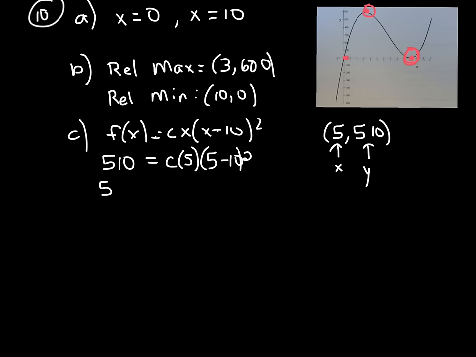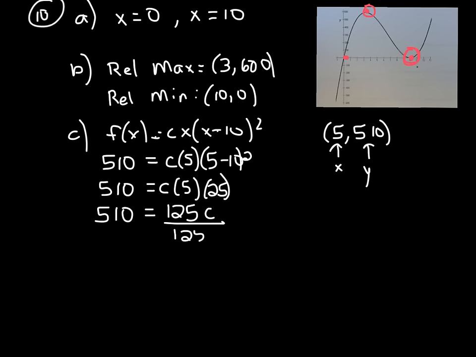Okay, so this leaves us with 510 equals c times 5 times, well, 5 minus 10 is negative 5, and negative 5 squared is 25. Okay, and then since 5 times 25 is 125, we have 510 equals 125 times c. And to get the c by itself, just divide both sides by 125, and that leaves us with c being equal to 4.08.